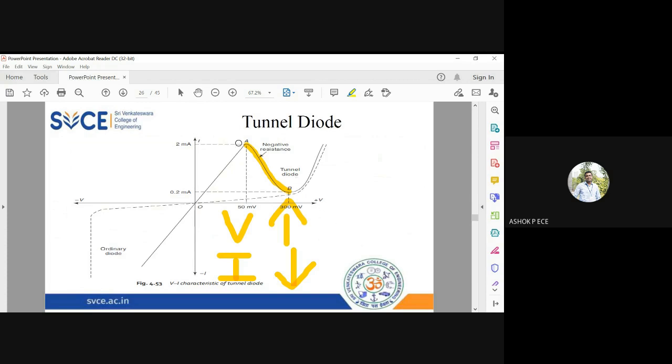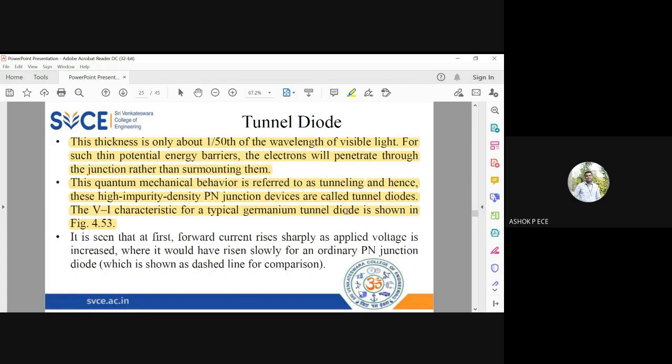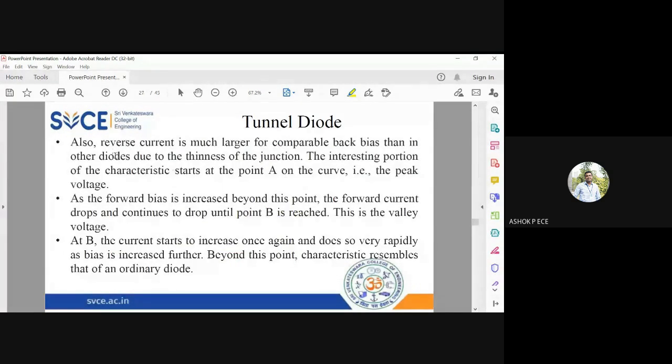We'll see why this reduction in current is happening in the tunnel diode. At first you can see the forward current will rise sharply as applied voltage is increased. For a PN junction diode, you know it will always be increasing. But here it is increasing till the point where it attains maximum. Also the reverse current is very, very large when compared to the PN junction because the depletion region is very, very thin, right? So even in reverse bias, the charge carriers can cross the junction very easily, contributing to enormous current in reverse bias.